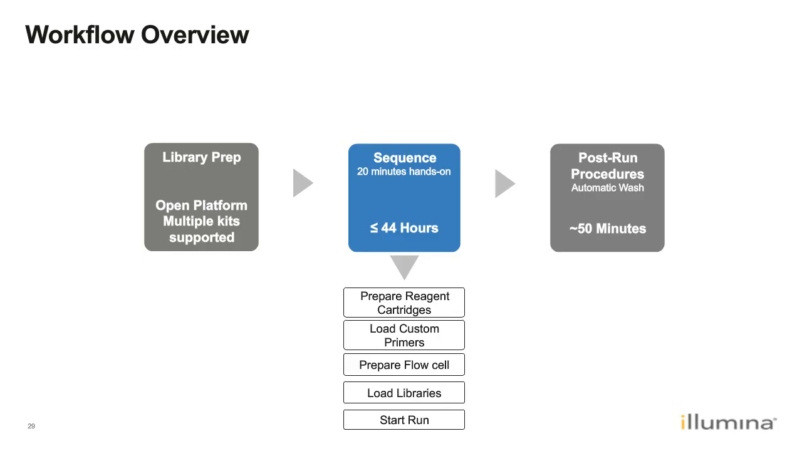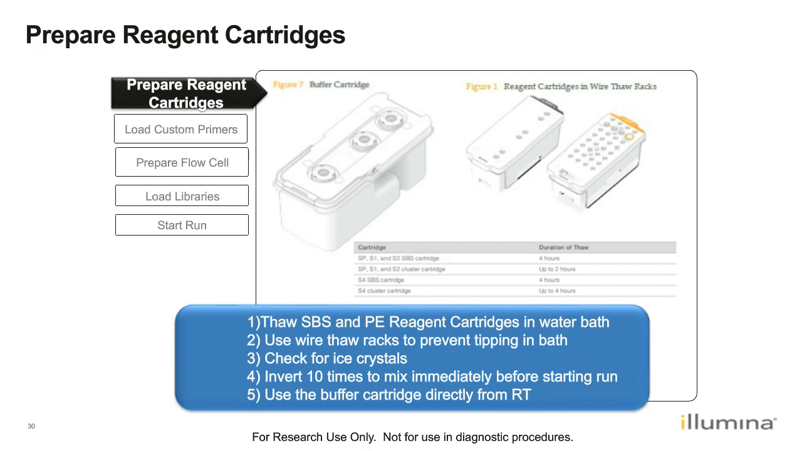So after the library has been denatured and diluted, we're now going to prepare for the actual sequencing run. So first we will need to thaw our cluster and SBS cartridges. These can take a while, so we may want to take them out to thaw before we denature and dilute our libraries. The cartridges do tend to float in a water bath, so using wire racks can prevent them from tipping over in the water bath.